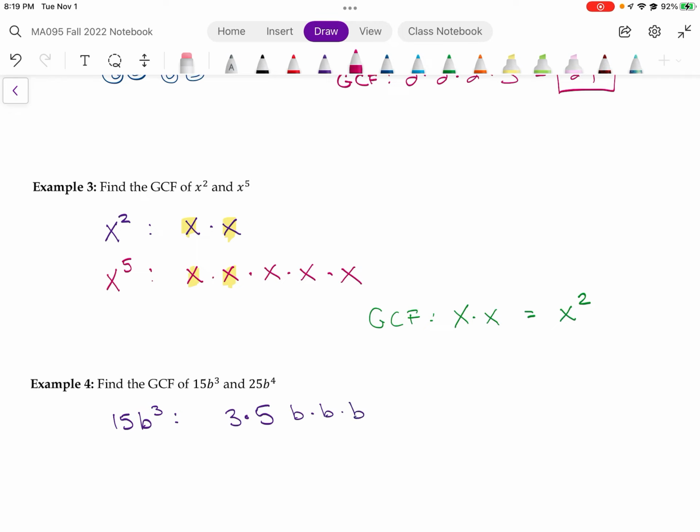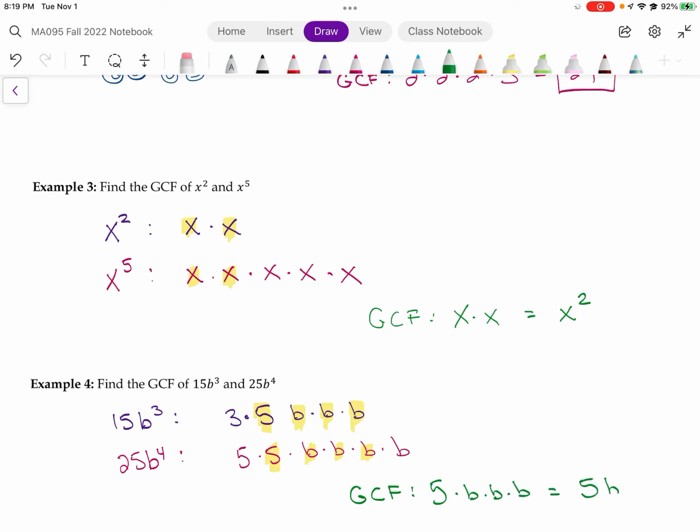All right, and then we've got 25b to the fourth, and that is going to be 5 times 5 times b times b times b times b. So let's highlight everything they have in common. They have this 5 in common, and they have a b, another b, and another b, so 3 b's. So the greatest common factor is going to be the 5, and then a b and a b. In other words, 5b cubed. Okay, so that is the greatest common factor, just like we found above, but this time with a number.